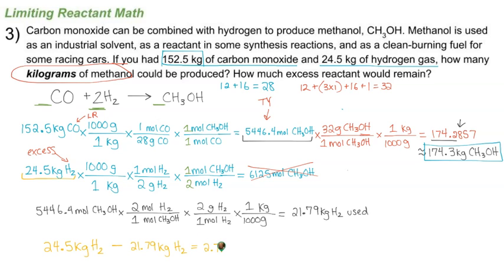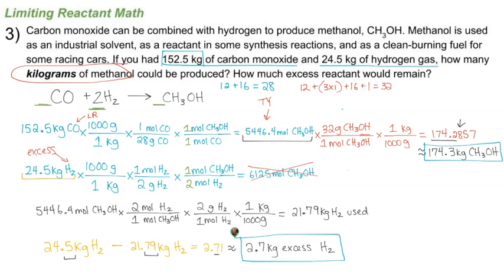2.71, but of course for sig figs in addition and subtraction, we look at decimal places. So I have 1 decimal place here and 2 decimal places here, so our answer is actually going to round to just 1 decimal place. So I'm going to round to approximately 2.7 kilograms of excess H2. And there is our remaining amount of H2 at the end of this reaction.